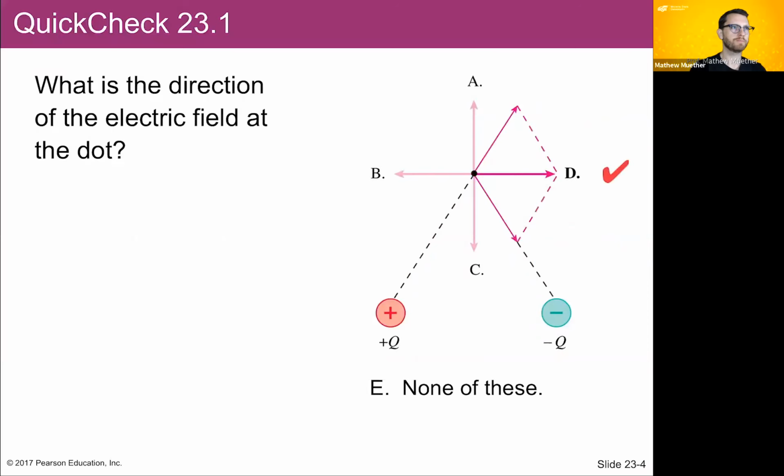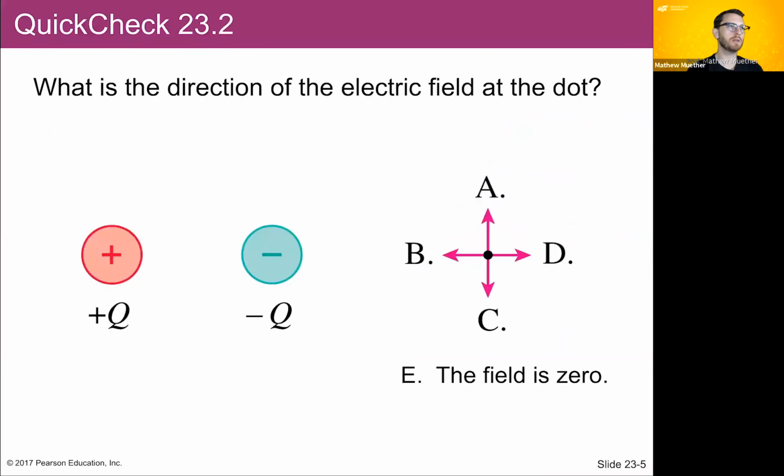Okay. All right, let's do another one. So now I have, again, a positive charge and a negative charge, and I want to know what direction will the electric field point at in this point in space represented by this black dot.